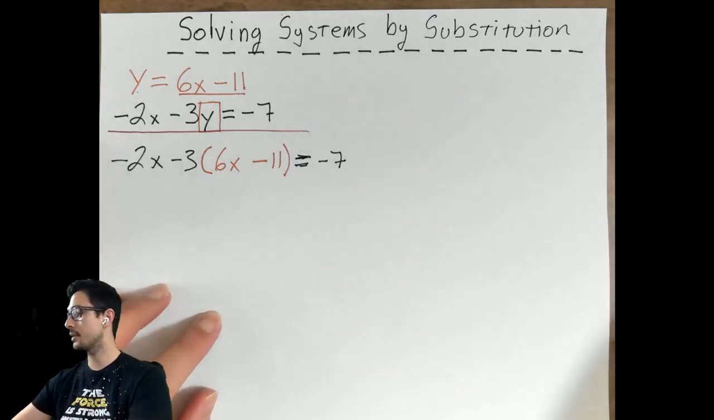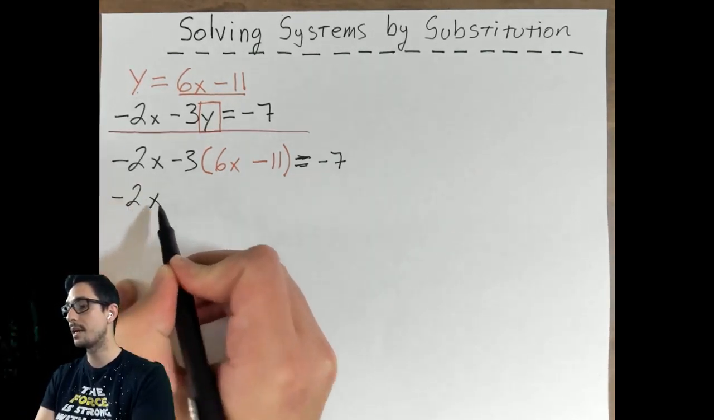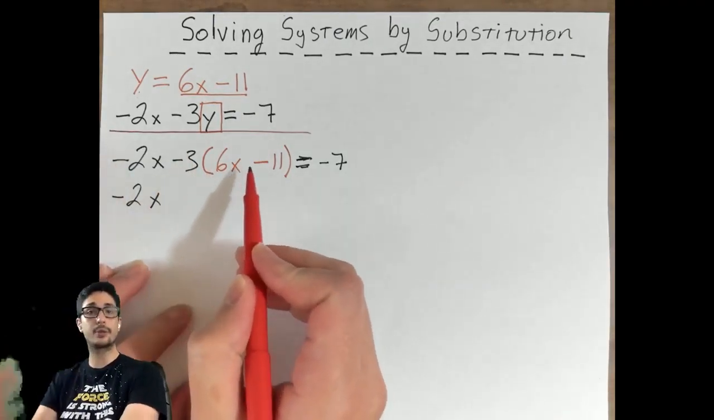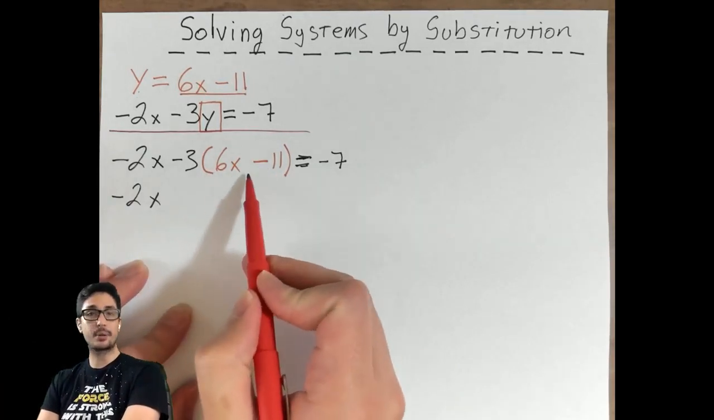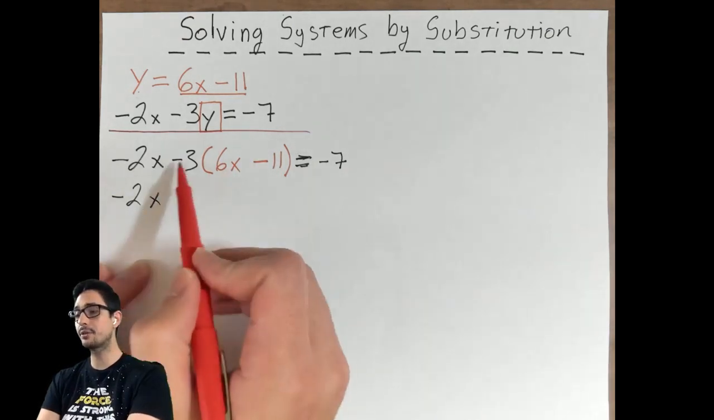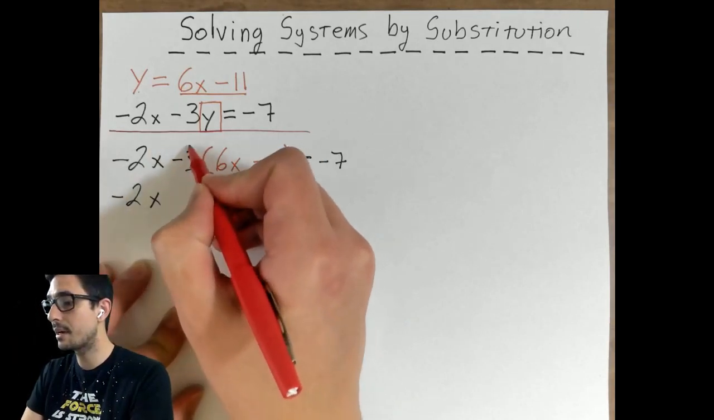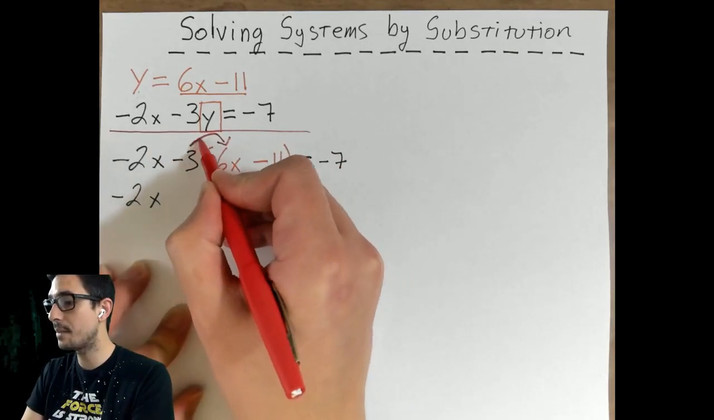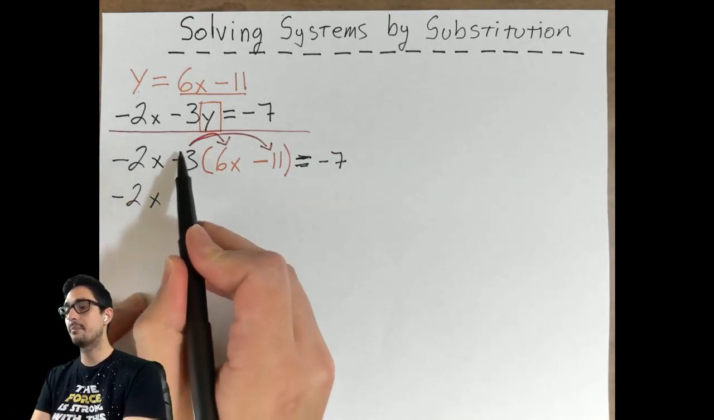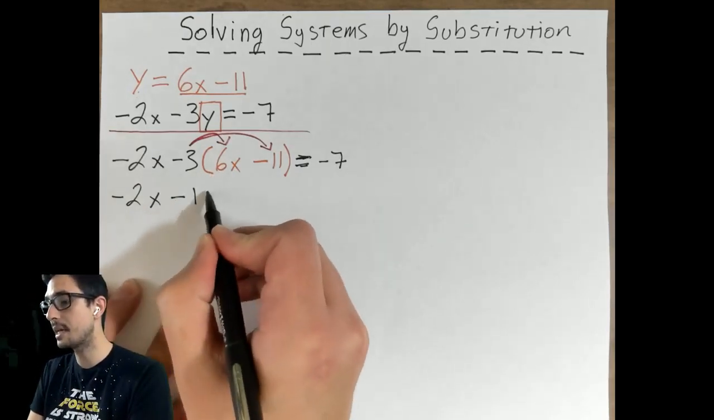So let's go ahead and do that. I'm just going to rewrite this because this part didn't change. So this is negative 2x. Now, following your order of operations, we always look at what's inside the parentheses first. 6x minus 11, those are not like terms. So I have to look at this minus 3 on the outside, it's negative 3, and distribute. I'm going to take this and distribute it to every single element inside the parentheses. So negative 3 times a positive 6x is a minus 18x.